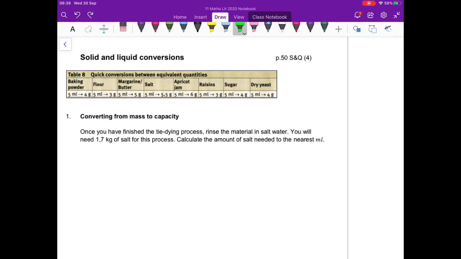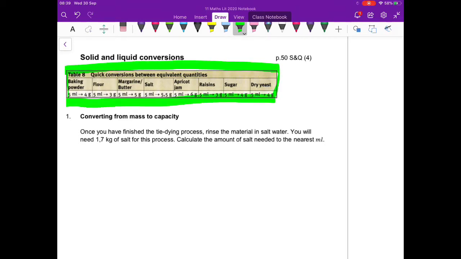Let's look at solid and liquid conversions. Again, I need to tell you that these kinds of conversion tables will always be given to you, either in a table like this or using a conversion factor. So the first example we're going to do is converting from mass to capacity.